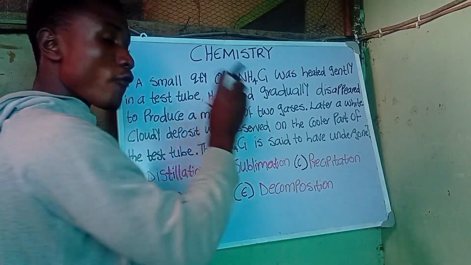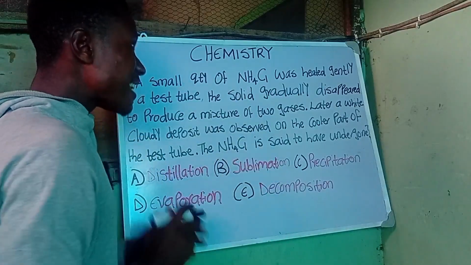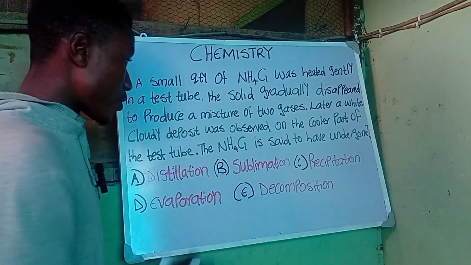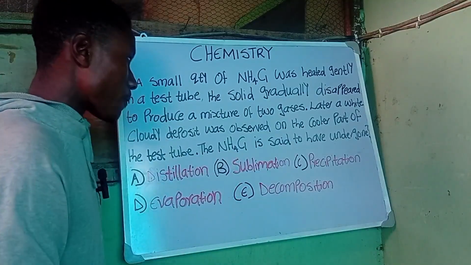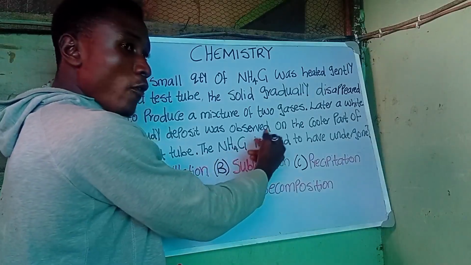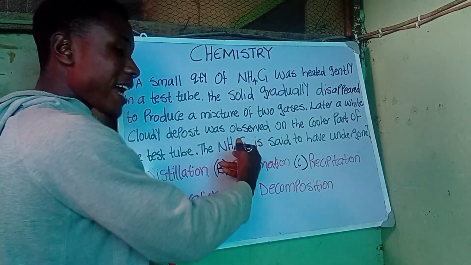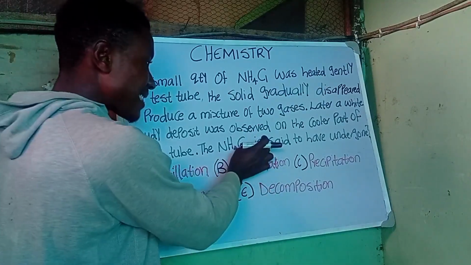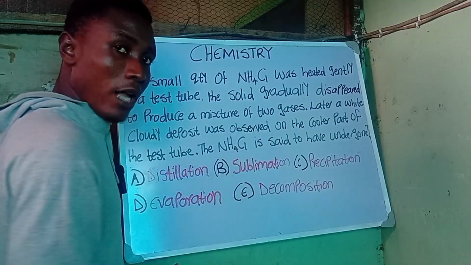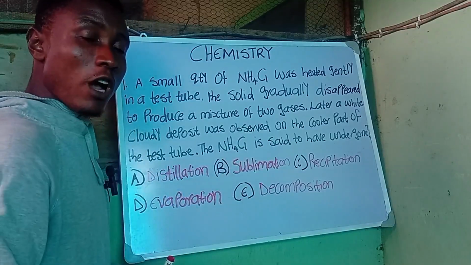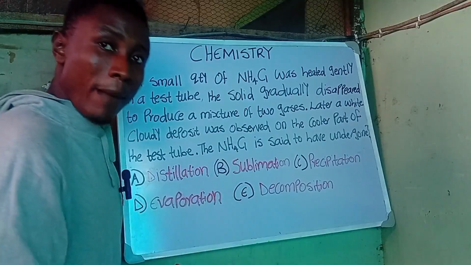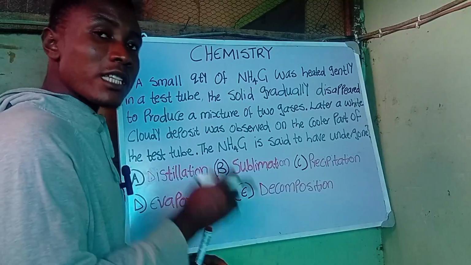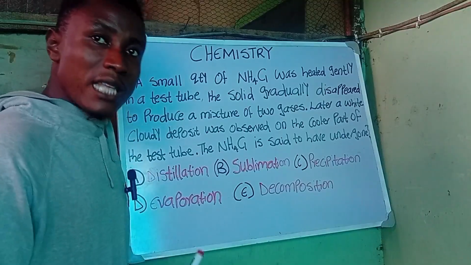Now they say a small quantity of ammonium chloride was heated gently in a test tube. This is a JAMB question. So this is the option. It says A, distillation. Now what kind of separation, or what kind of state of matter, has this ammonium chloride undergone? That is what they're asking you. They want to ask about the state of matter, and we have three states of matter. We have the solid state, we have the liquid state, and we have the gaseous state, right?